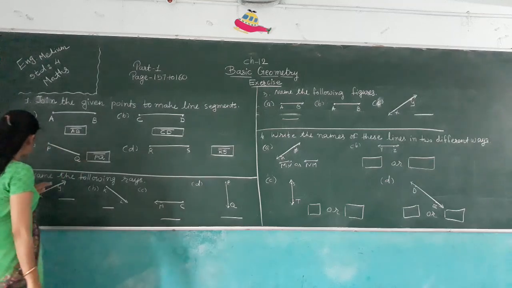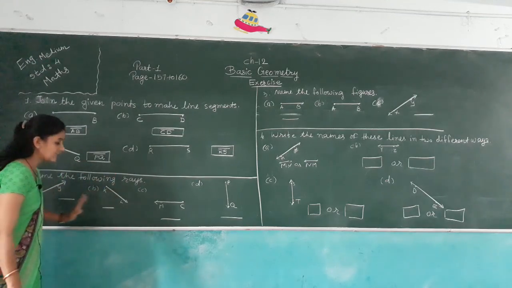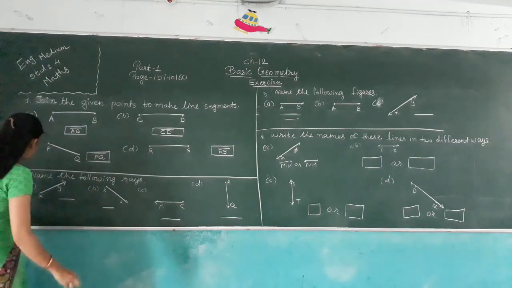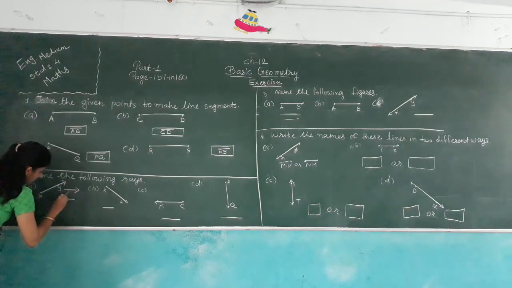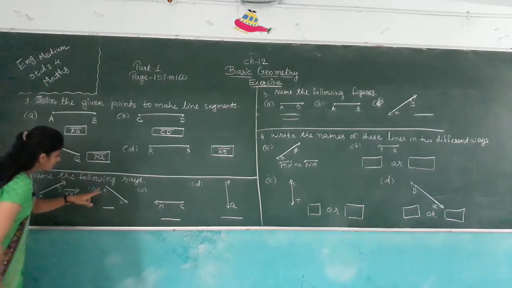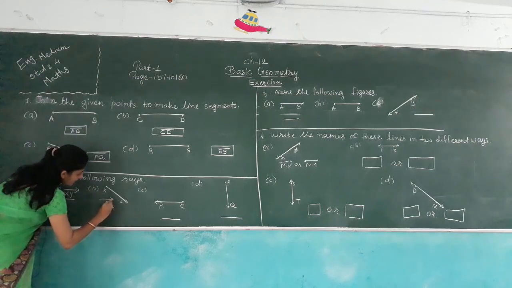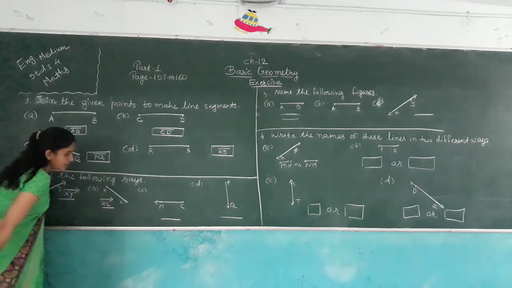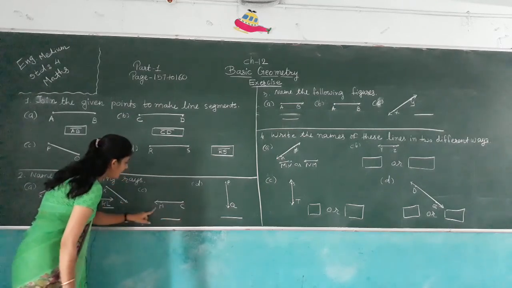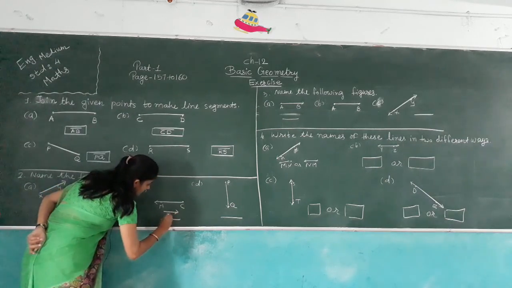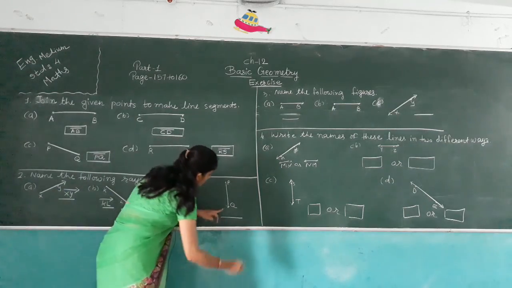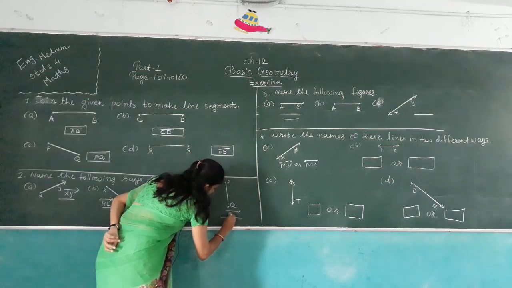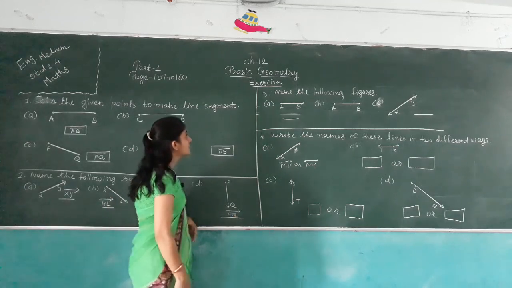Now the next question. Name the following rays. Here ray XY, then ray KL, here ray CM, then here ray PQ.